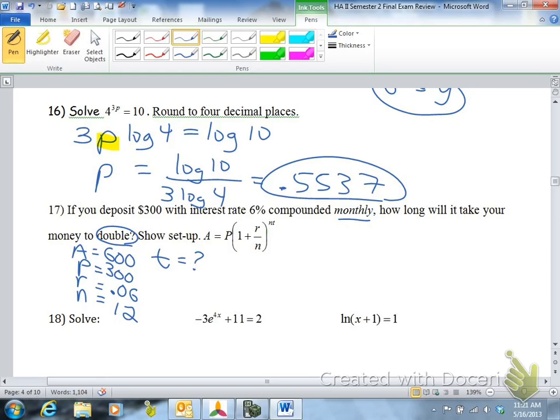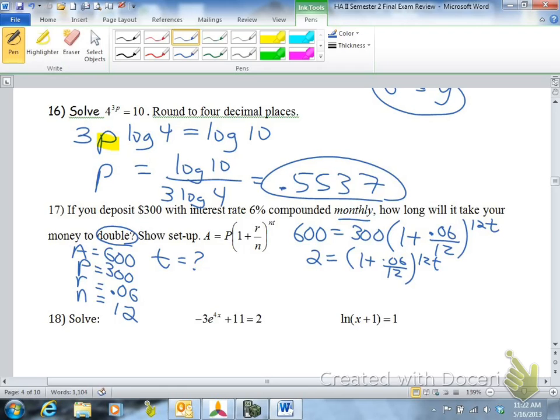So, we plug the numbers in. You have 600 equals 300 times (1 + 0.06/12) raised to the 12t. You use the 12 twice. And how do we solve for t? You're going to log both sides after you divide by 300, and your base is by itself. This is your base, all this in parentheses, to the 12t. And then you log both sides.